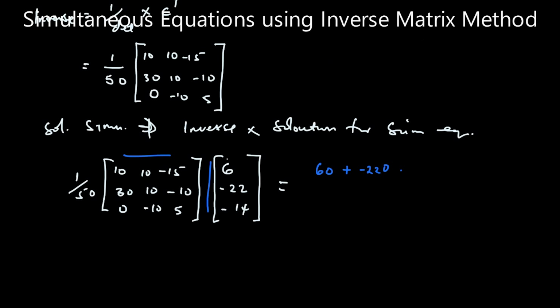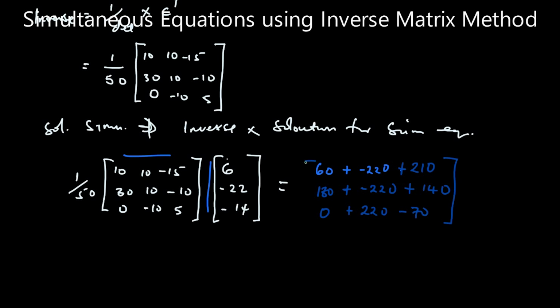So that this one will give us minus 15 times minus 14 will give us a positive 210. 30 times 6 is 180, so we have 180 plus 10 times minus 22 is minus 220, and minus 10 times minus 14 should give us a positive 140. Then 0 times 6 is 0, minus 10 times minus 22 is a plus 220, then minus 14 times 5, which is 70.